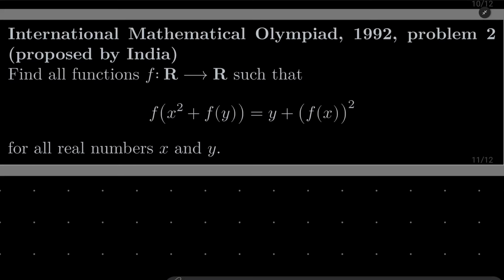Hello friends, in this video I'd like to solve the following problem from the International Mathematical Olympiad 1992, problem number 2, which was proposed by India. We wish to find all functions f from the set of real numbers into itself such that f of x squared plus f of y equals y plus f squared of x for all real numbers x and y. It's a very nice functional equation.